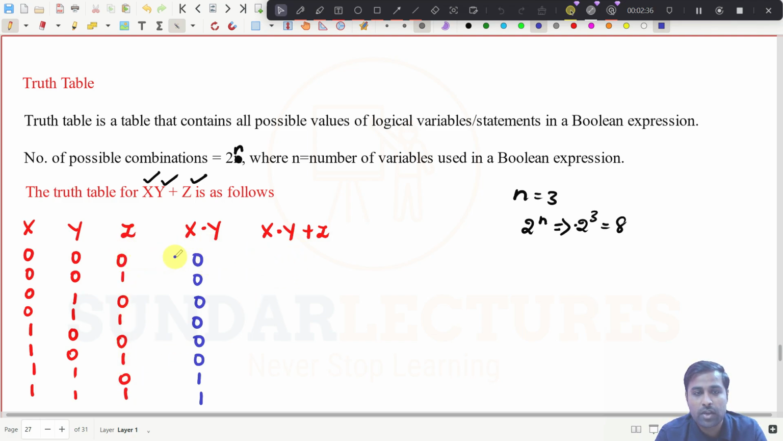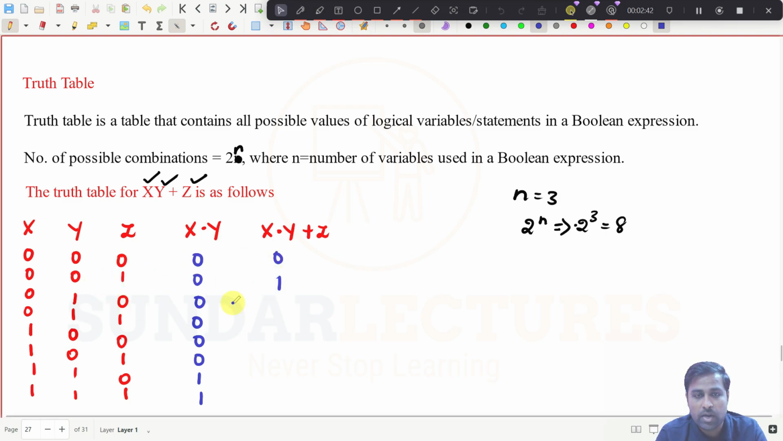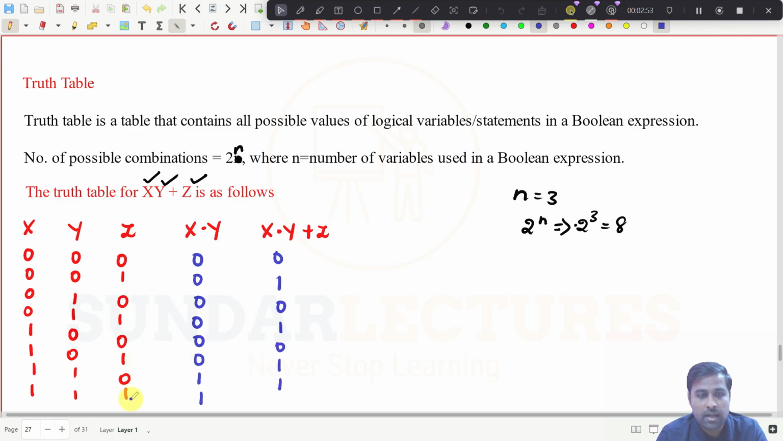So what will you get now? 0 plus 0. You have to add these two, so it will be 0. And if you add these two, it will be 1. If you add these two, it will be 0. If you add these two, it will be 1. Again, it is 0. It is 1. So this is 1. And 1 plus 1 is also 1. So this is the final truth table.